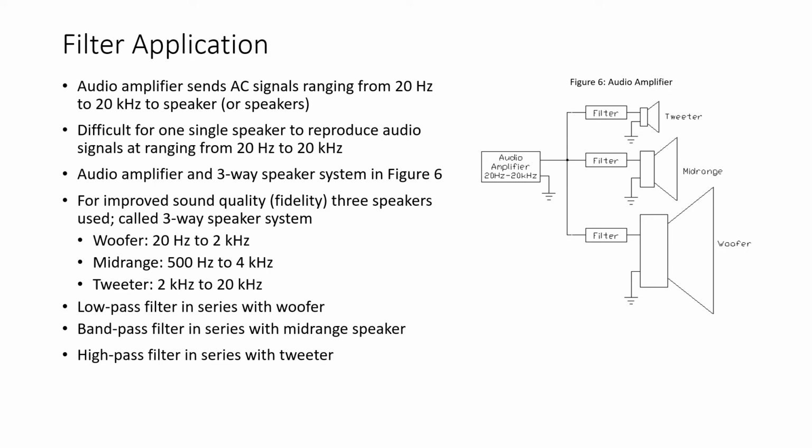So with our three-way speaker system, we need to have a low pass filter in series with the woofer, so we can pass only the low frequencies to the woofer and block the high frequencies. We need a band pass filter in series with the mid-range speaker, so we can block the low frequencies and block the high frequencies, only allowing frequencies ranging from 500 hertz to 4 kHz to pass through to the mid-range.